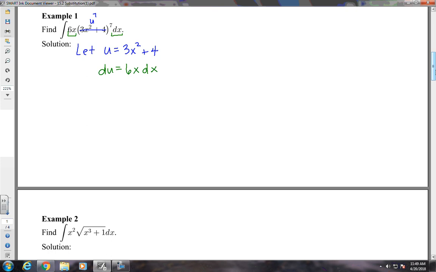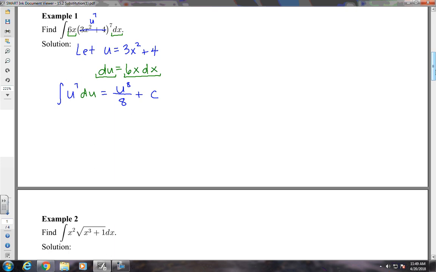Now, I'm going to rewrite my entire integrand in terms of u. We've already discovered that (3x squared plus 4) to the 7th can be rewritten as u to the 7th. The leftovers in the integral were 6x dx. So notice the 6x dx can now be replaced with du. So everything has been written in terms of u. And this is a very easy integral to calculate. We simply add 1 to the exponent and divide by that same number and then add c. So we have u to the 8th over 8 plus c.